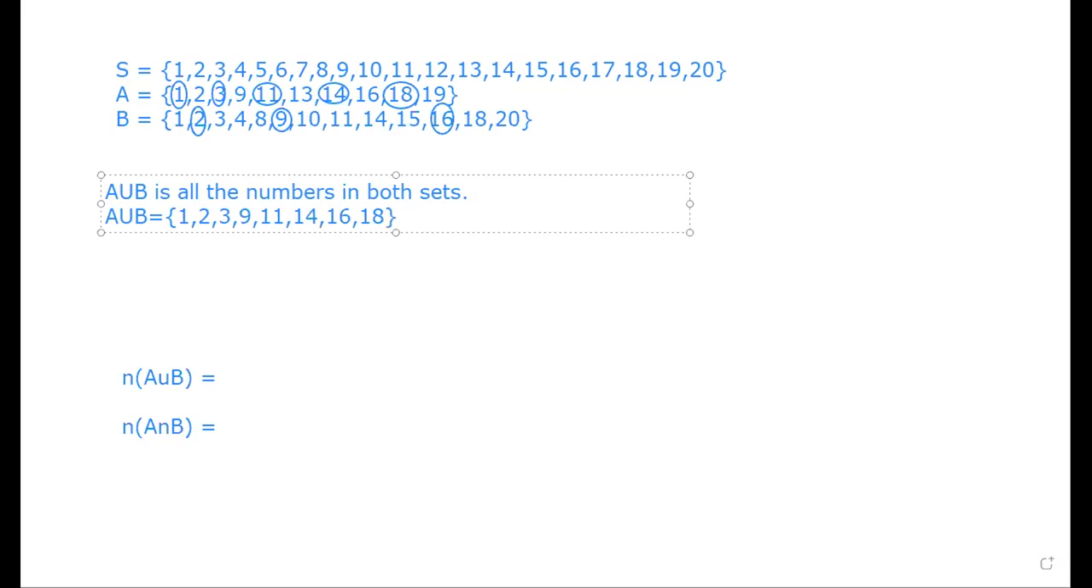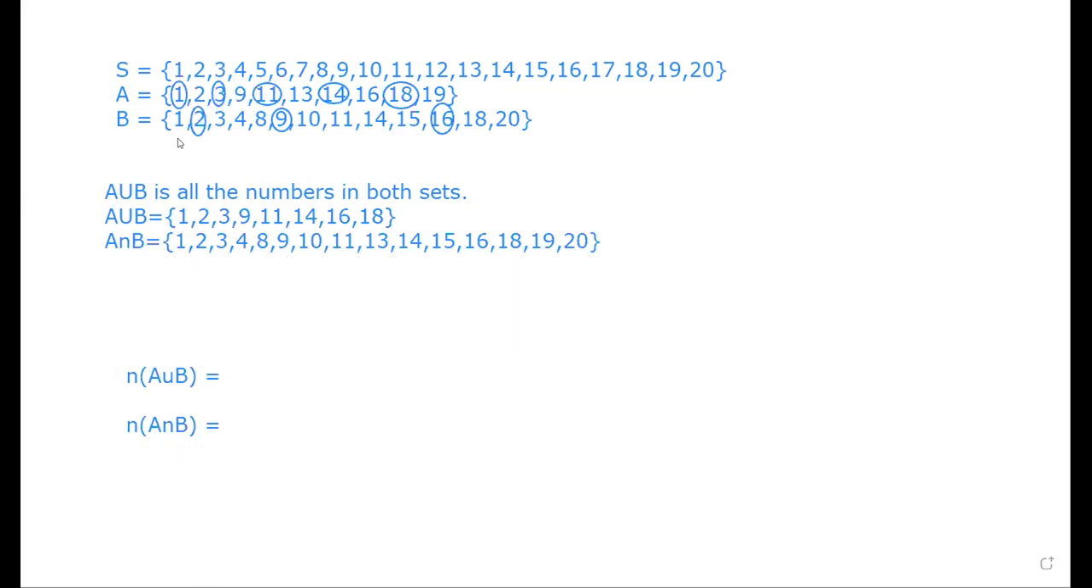The other thing we need to find to answer these questions is A intersect B. So this is all the numbers that are possible between both sets. So I have 1, 2, 3, 4, 8, 9, 10, 11, 13, 14, 15, 16. So all I'm doing is going through 19 and 20 and finding each number in here and in here that appear once. Doesn't have to appear in both sets, but just one set. And then for the number of A union B, I just count these up.